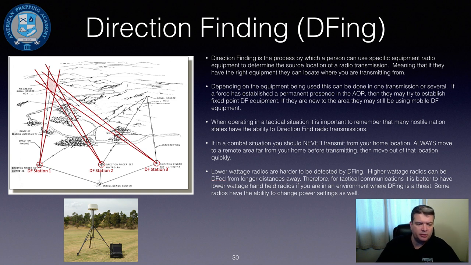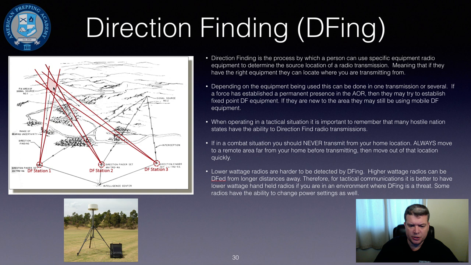Here is an example in this diagram up here of fixed point direction finding equipment. They have 3 different stations laid out here. And if you're over here and you make your transmission, then they can identify the general area where you're at. It's very similar to triangulating on a map with a map and compass. It gives you basically a certain area of which they'll be reasonably certain that transmission came from.